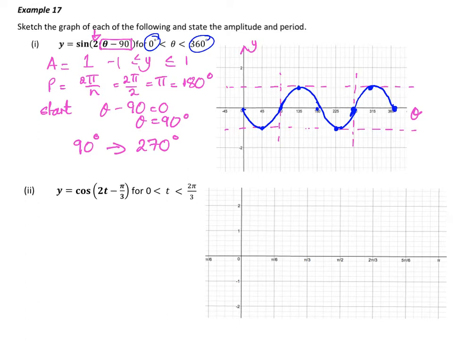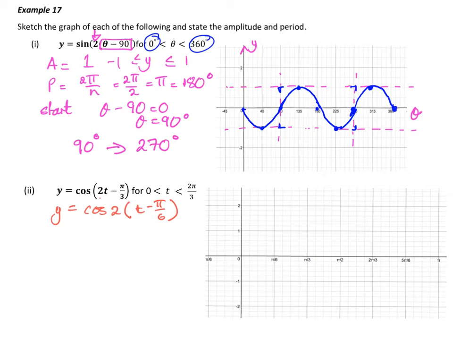So not overly difficult. I think the best way though is to start by drawing one cycle and then extending it backwards and forwards if you can. Let's have a look at the next one. We're going to start exactly the same way by finding the amplitude and the period. But what I need to do here, remember this is one of them where it's 2t inside the bracket and I only ever want to deal with t. So let's take that out, and so y is equal to cos. And I'm going to take that 2 out the front, and that becomes t minus pi on 6. That is much better because that gives us the appropriate information.